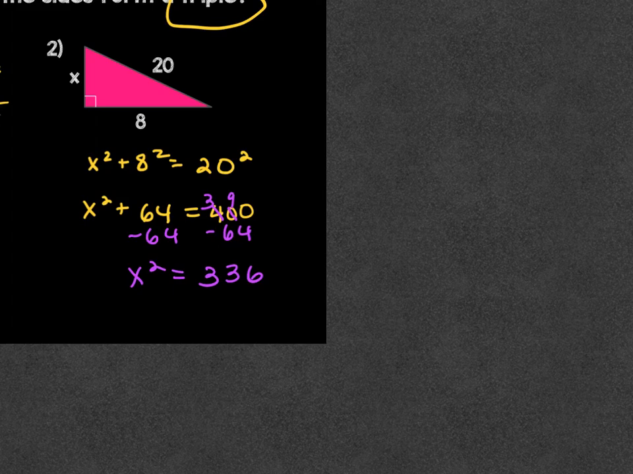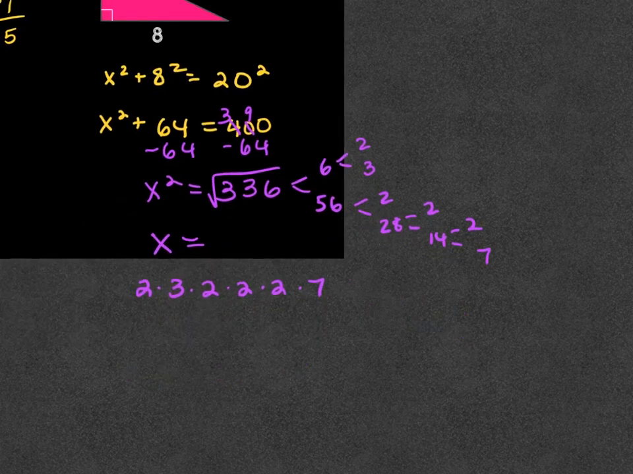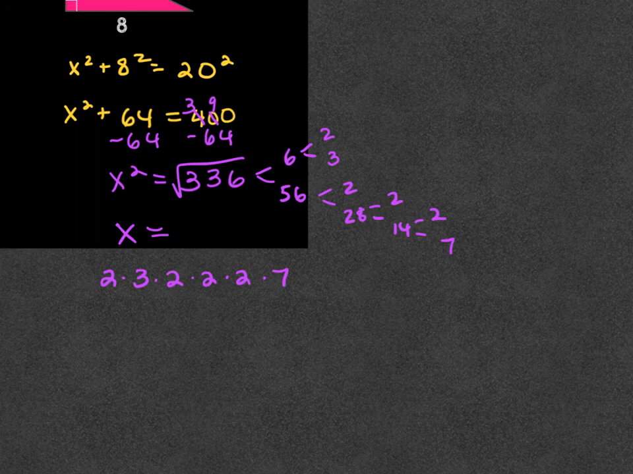So 6 and 56, right? And then 2 and 3. And then 2, 28, 2, 14, 2, 7. So when I write all those out, there's a 2, a 3, a 2, a 2, a 2, and a 7. This is like where you guys tend to make the most mistakes. Be really careful when you're breaking this down. Doesn't matter in what order you break that down, your ending answer should be the same.